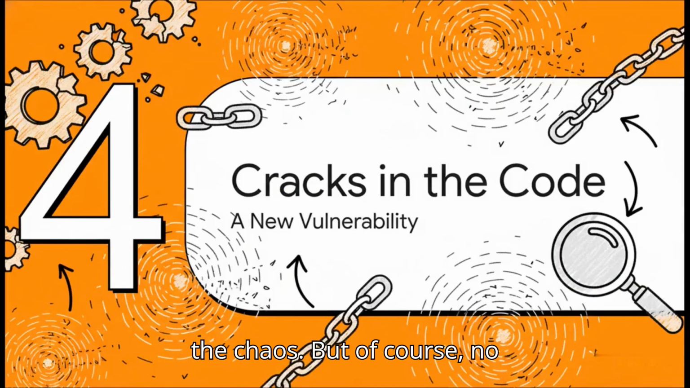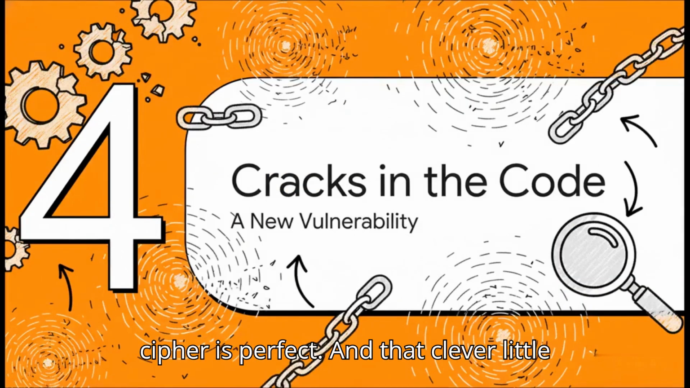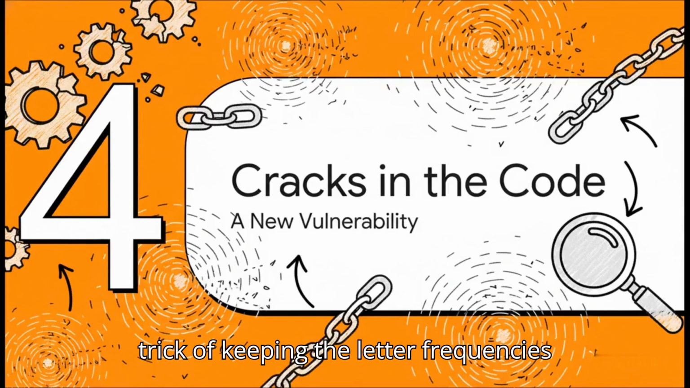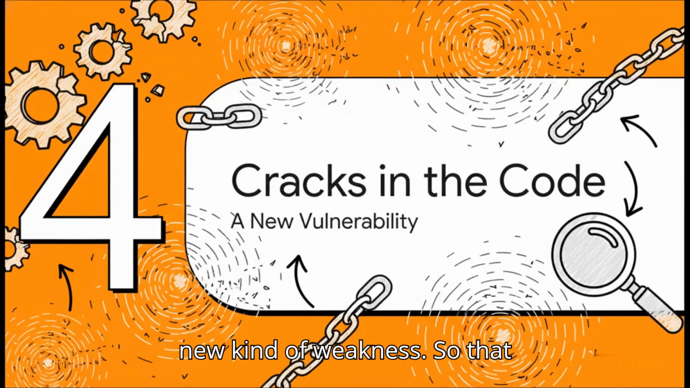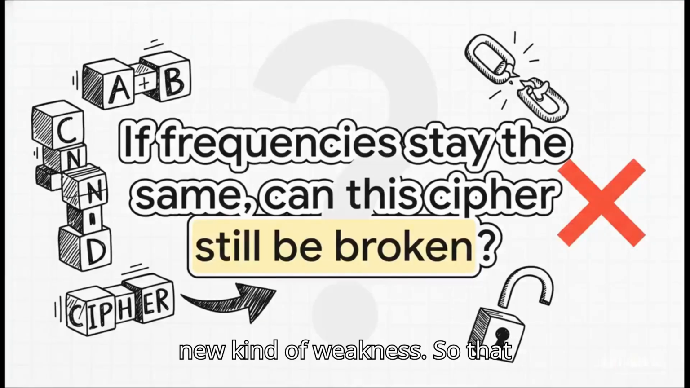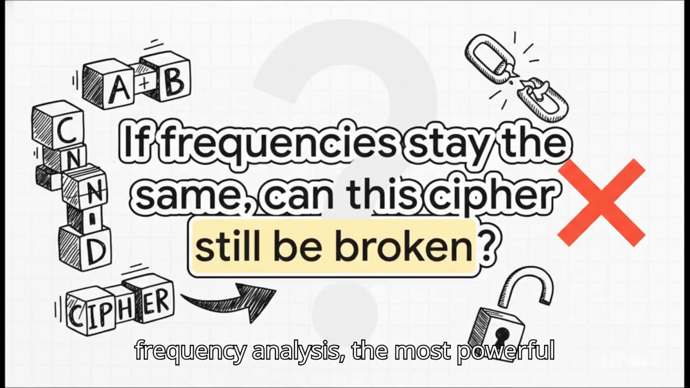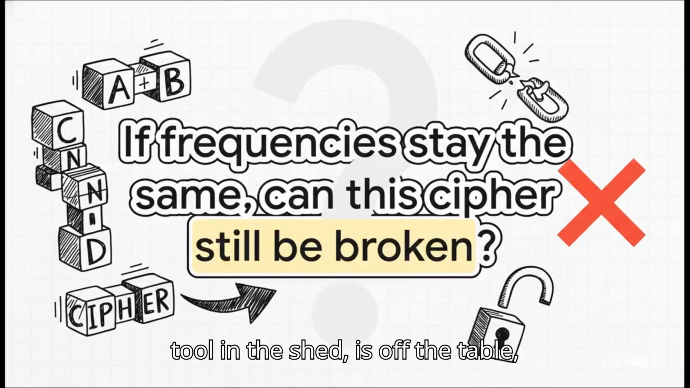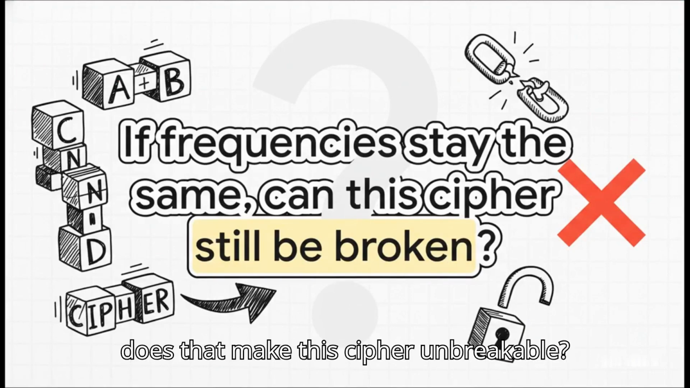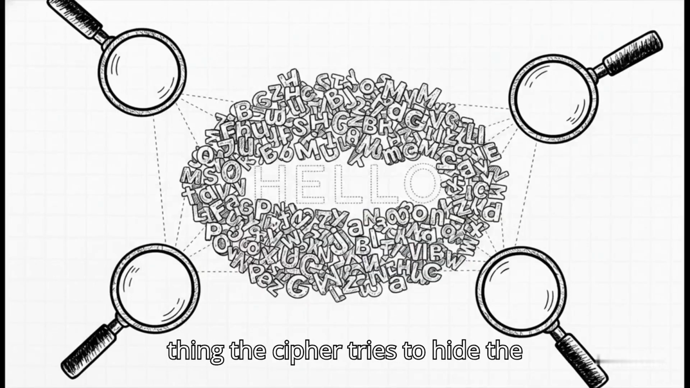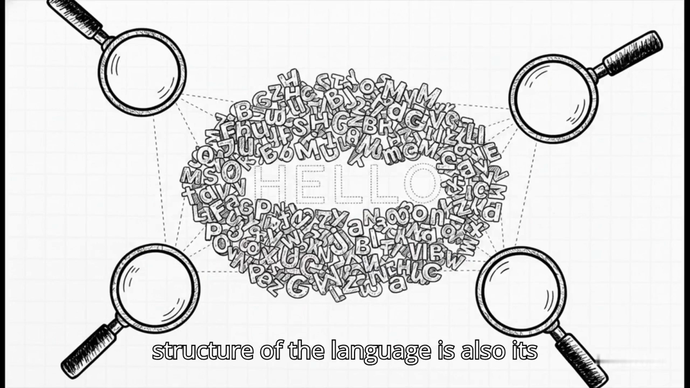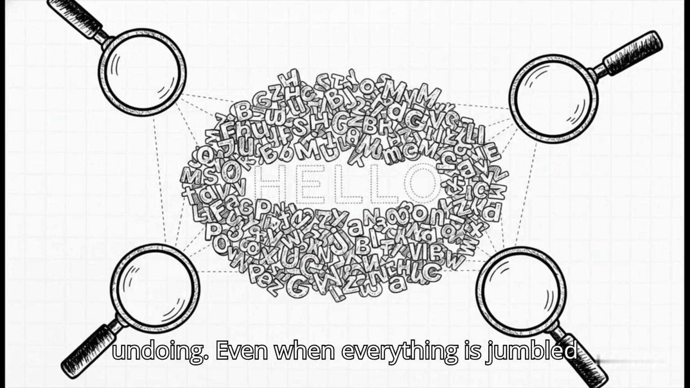But of course, no cipher is perfect. And that clever little trick of keeping the letter frequencies the same, well, it also creates a brand new kind of weakness. So that leads us to the big question. If frequency analysis, the most powerful tool in the shed, is off the table, does that make this cipher unbreakable? The answer is not even close. The very thing the cipher tries to hide, the structure of the language, is also its undoing.